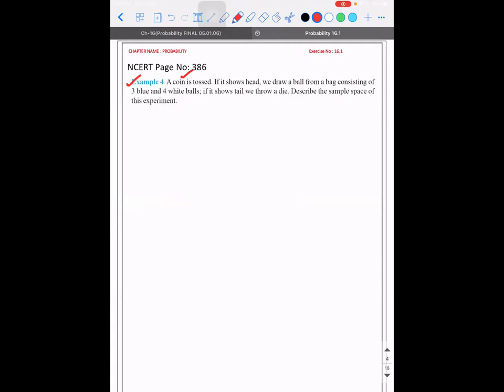What is the next part he's trying to say? If it shows a head, then he's going to follow something subsequently: we draw a ball from a bag consisting of 3 blue and 4 white balls. That is the process when head appears. Suppose the coin shows a tail, then he will roll a die. Describe the sample space for this experiment. He is not expecting any probability calculation. They are expecting only to write the possible outcomes in a set format.